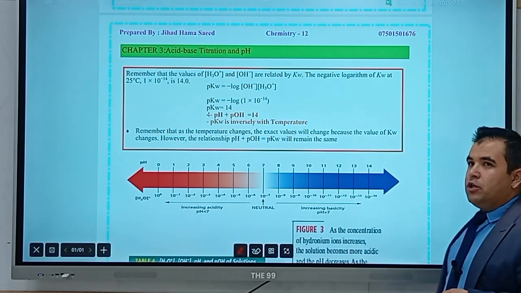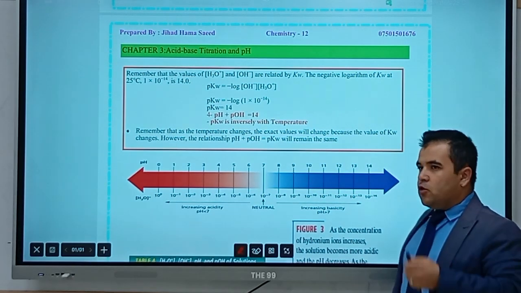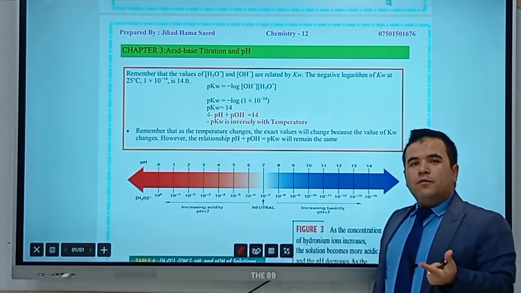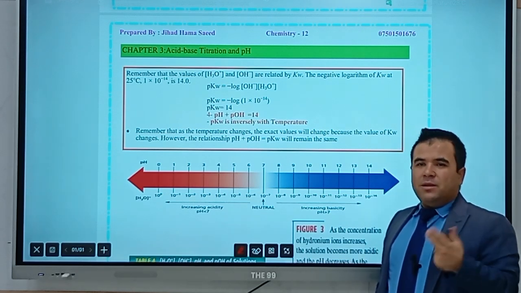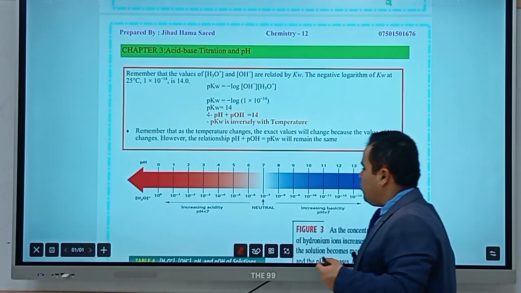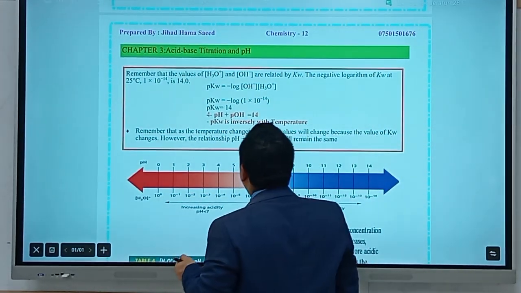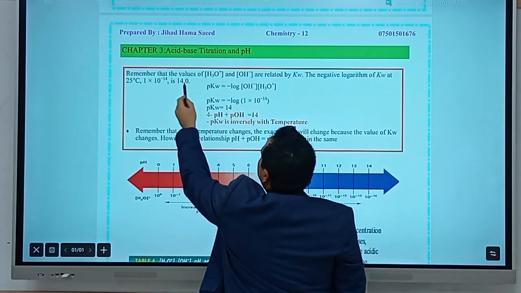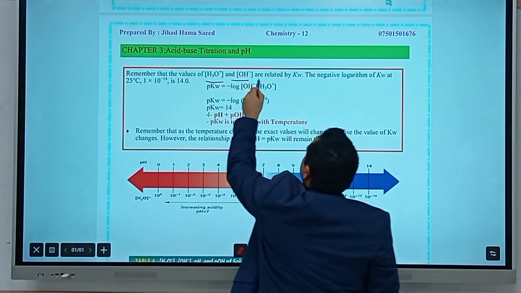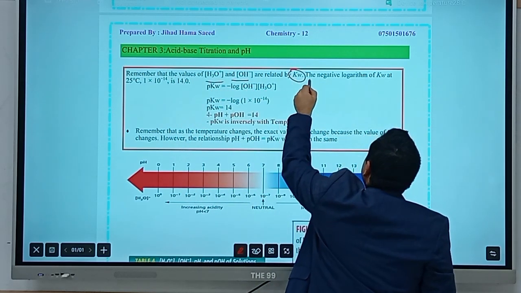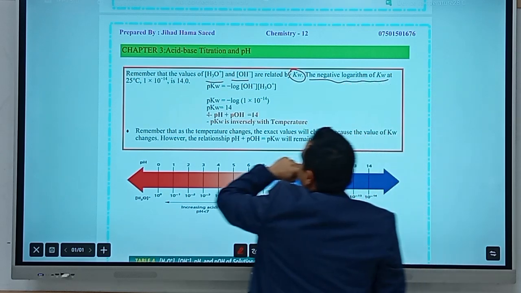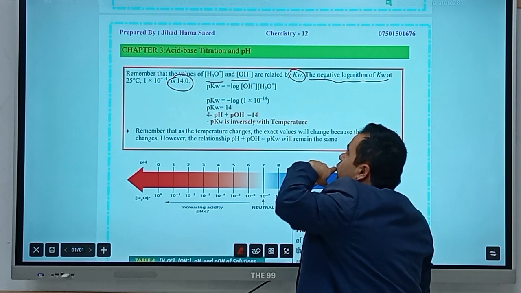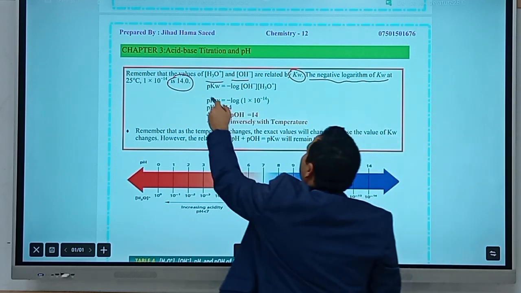We have another equation, the fourth equation, guys. So we studied Kw, the equation of calculating the pH, determining the pOH, the third, and then here we will be talking about the pKw value. Guys, remember that the values of hydronium and hydroxide are related by Kw. The negative logarithm of Kw at 25 Celsius is equal to 40. And the negative logarithm of Kw is pKw.